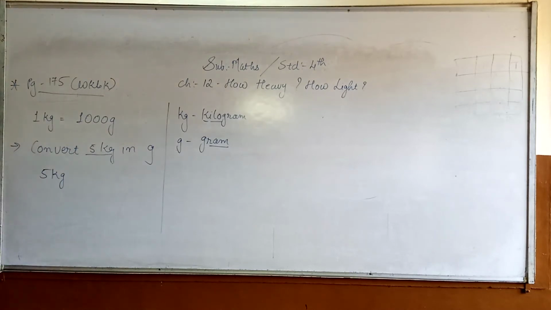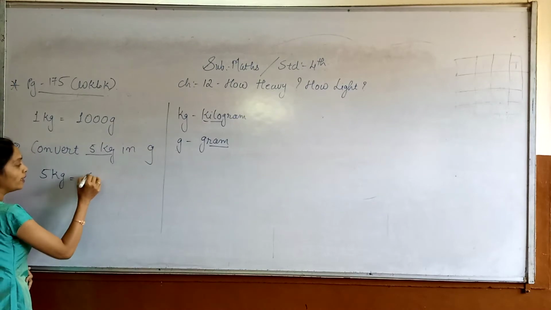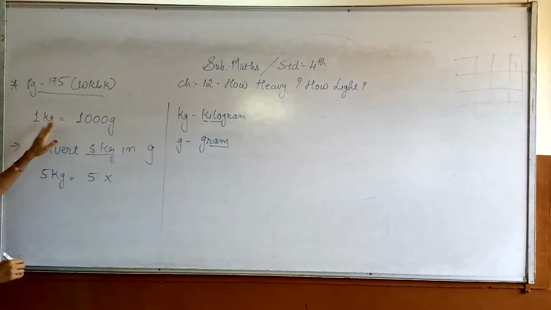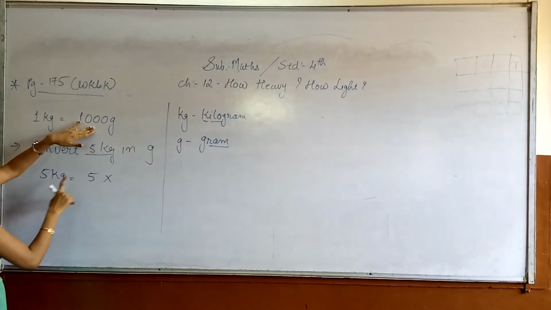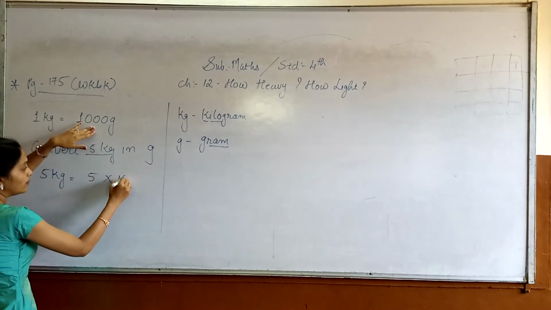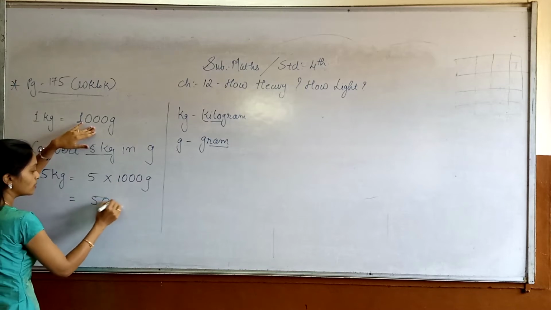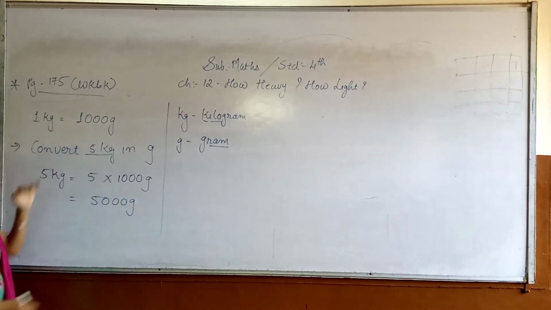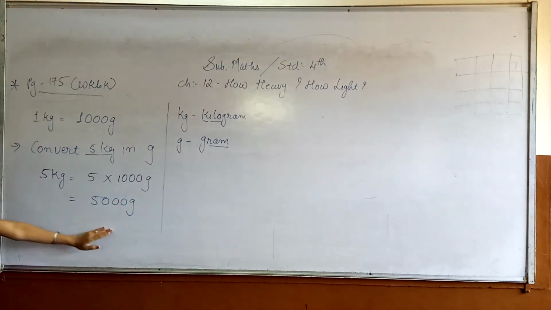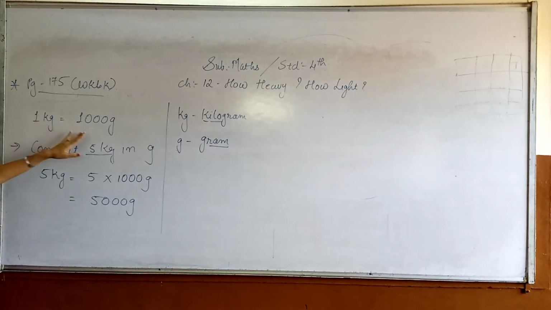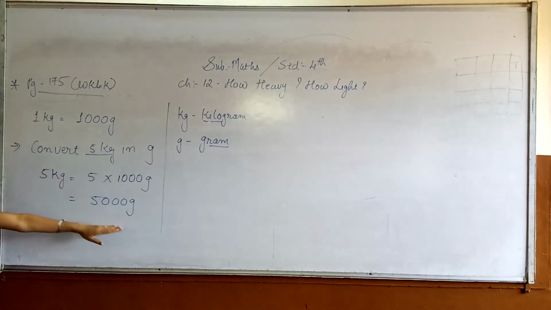Now 5 kg convert into grams. So here 1 kg equal to 1000 grams. So 5 kg equal to 5 multiplied by 1000 grams. So we get 5000 grams. Okay, 5 kg equal to 5000 grams.